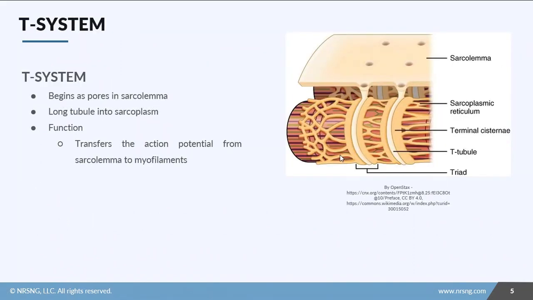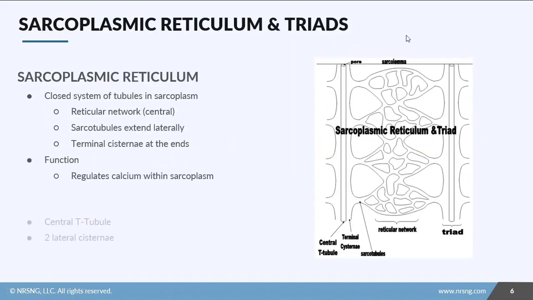Now that we've gotten that out of the way, let's look at the T system. The T system is the transverse system. At the sarcolemma, the cell membrane, it needs to get information into the inside of the cell. It does this through long tubules, sending an action potential from the nervous system to the muscle cells. The signal is sent from the outside of the membrane all the way down to the myofilaments, and that's what causes the muscle contraction.